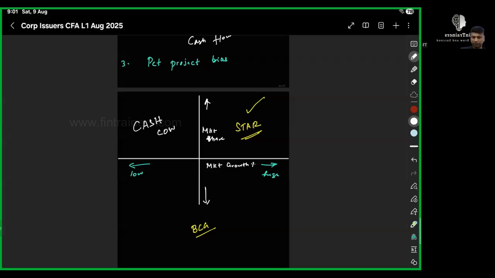Now, what about this one? Market growth rate is high, but we are not good at it. That is, our share is low. Then this is a question mark, they say.